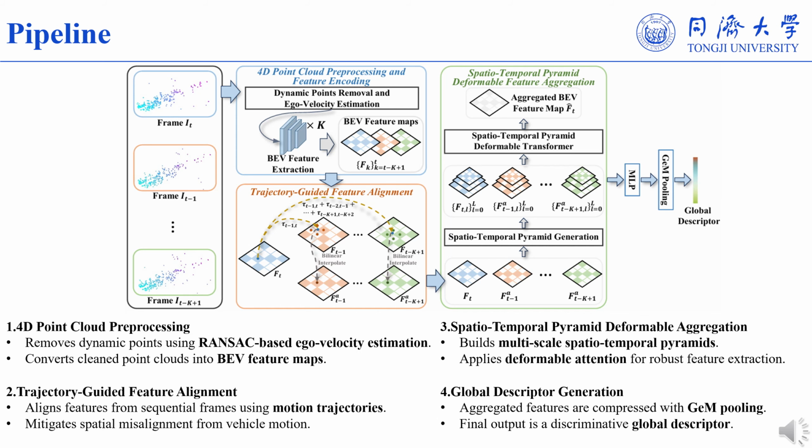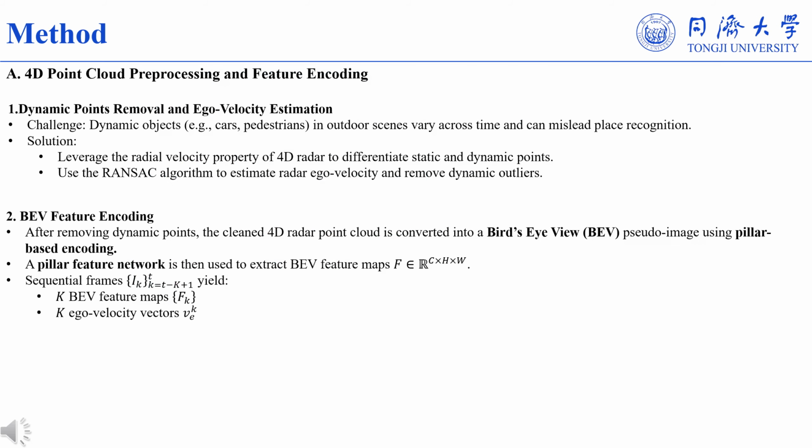Global descriptor generation. Dynamic objects like vehicles and pedestrians often appear and disappear, making place recognition unreliable. We address this by using 4D radar's radial velocity to estimate ego motion via RANSAC and remove dynamic outliers. The cleaned point cloud is then encoded into BEV pseudo-images, and a pillar network extracts spatial features and ego velocity vectors, forming structured spatio-temporal inputs for downstream alignment.